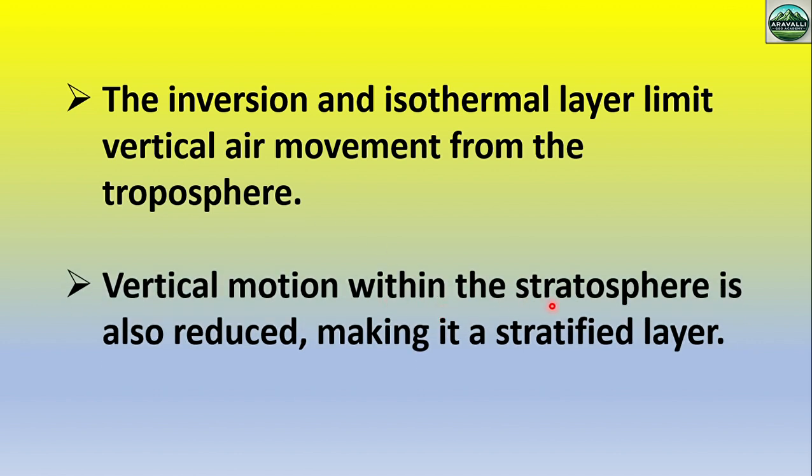Vertical mixing within the stratosphere is also reduced, making it a stratified layer, because temperature is continuously increasing. Temperature increases from -60 to 0 degrees only in the stratosphere. At the bottom of the stratosphere the temperature is in the minus, or at the top the temperature is 0 degrees. So stratified layers are formed at the top part. The temperature is higher, so warm air lies at the top and cold air lies at the bottom. This type of stratified layer forms in the stratosphere.